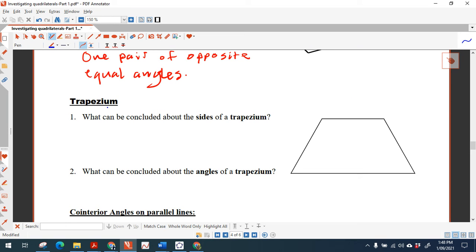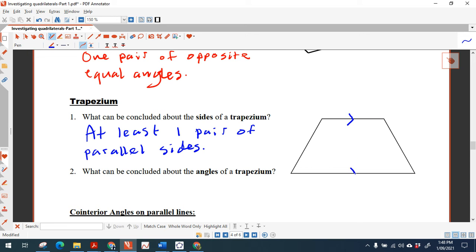For the trapezium, we're going to say at least one pair of parallel sides. Okay, so this is the pair, just there, one pair of parallel sides.